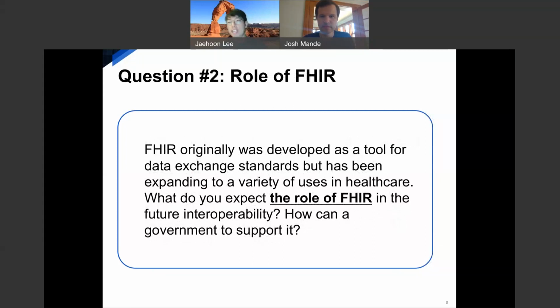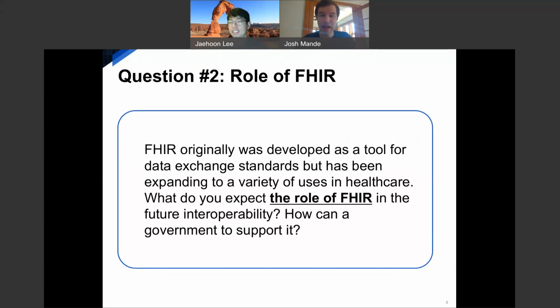So it's amazing and impressive that FHIR has been growing and expanding to a variety of uses in healthcare. What do you expect the role of FHIR to be in future interoperability, and you're from industry and you're a physician, but from a government perspective, how can we best support it?